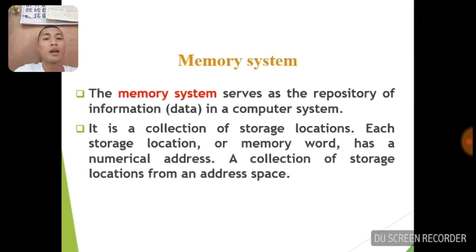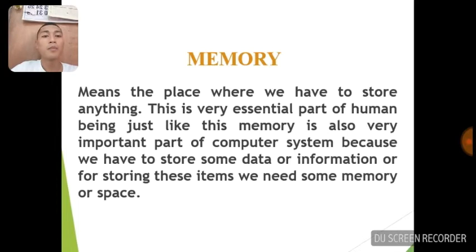Memory system. The memory system serves as a repository of information, or data, in a computer system. It is a collection of storage locations. Each storage location or memory word has a numerical address. A collection of storage locations forms the address space. Memory means the place where you have to store anything. This is a very essential part of human beings. Just like that, memory is also an important part of the computer system because we have to store some data or information. For storing these items, we need some memory or space.